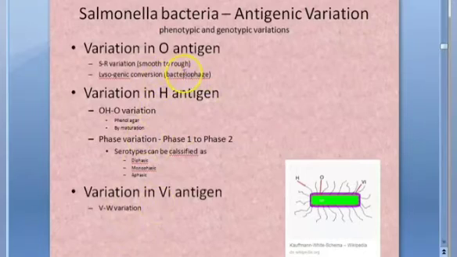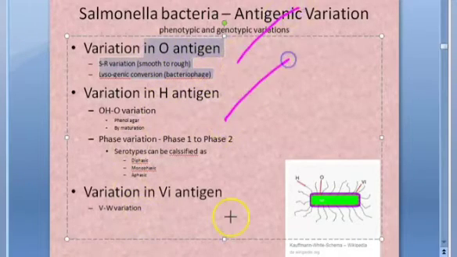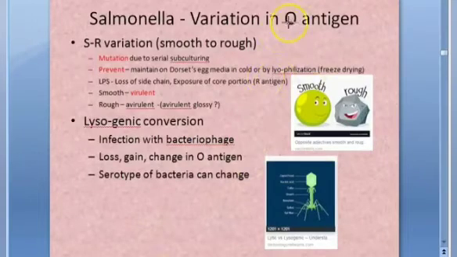So, what is this variation in antigens? There is variation in the O antigen, there is variation in the H antigen, and there is variation in the Vi antigen also. Three types of variations are there. So, in O antigen, what happens?